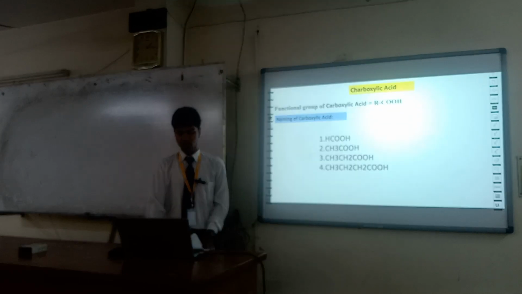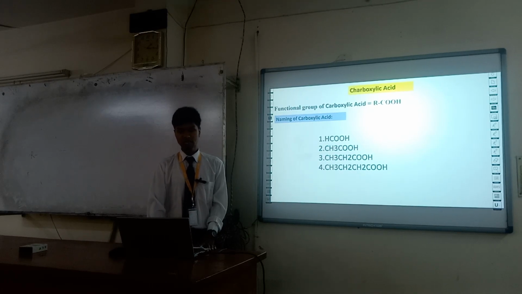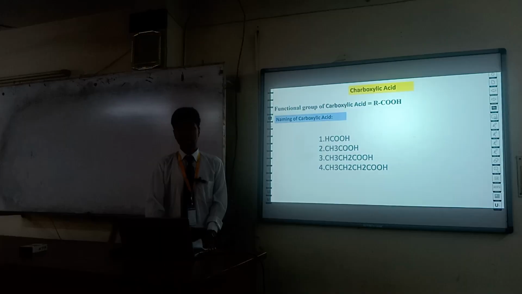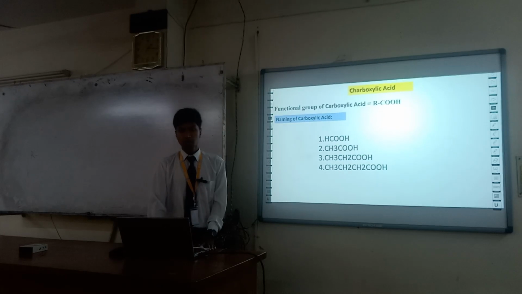Next, carboxylic acid. We know the functional group of carboxylic acid is -COOH. For naming of carboxylic acid, change the name of the alkane corresponding to the chain by dropping the ending E and adding the suffix oic acid. We know the first alkane is methane. In the case of methane, if we add oic acid instead of E, we obtain methanoic acid. Similarly, ethane to ethanoic acid, propane to propanoic acid, and butane to butanoic acid.